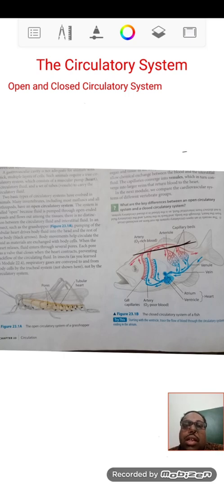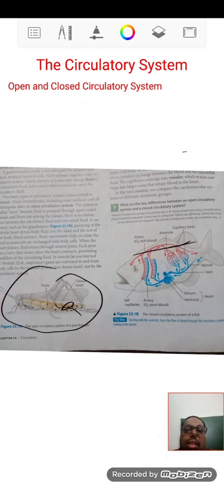One is known as the open circulatory system, which is present in insects like this one. You can see this is clicked from a book, that's why it looks like this. This insect has an open circulatory system. That means there is no difference between the circulatory fluid and the interstitial fluid, that means the fluid that is present inside the body. This type of circulatory system is present in many invertebrates. And this is a closed circulatory system, which is present in fishes, and in humans also we have this closed circulatory system.